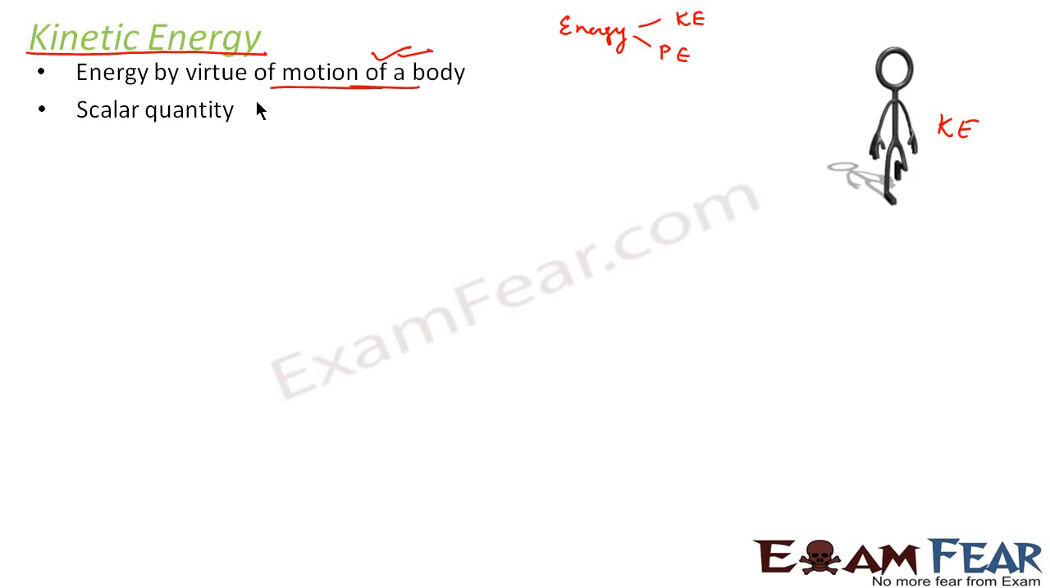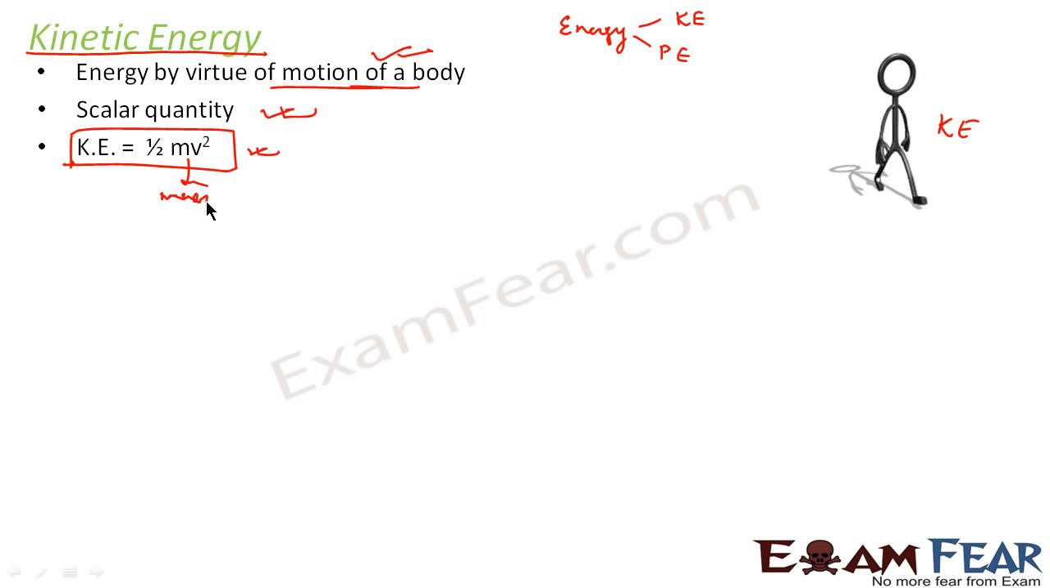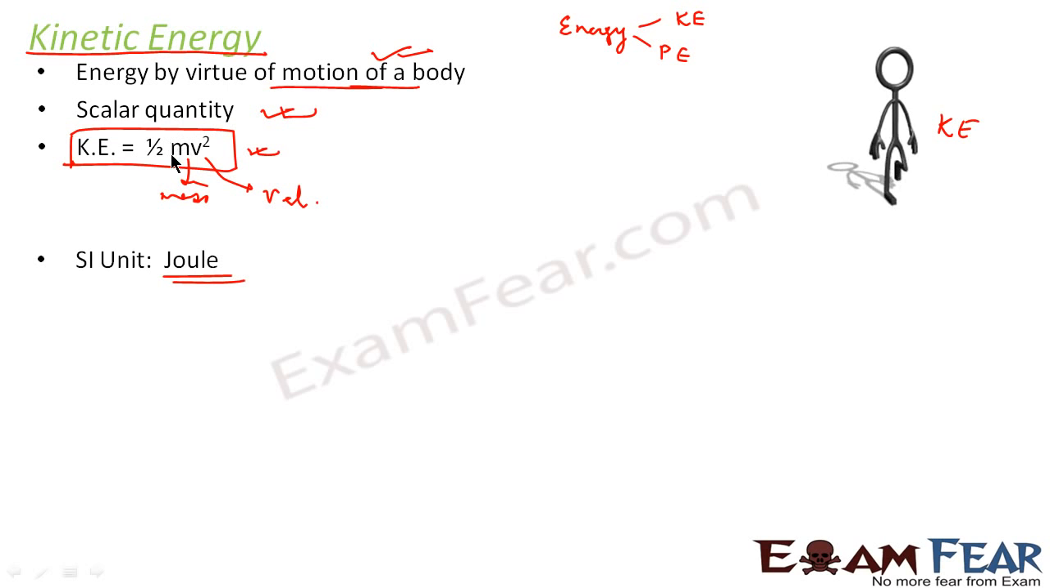So it is also a scalar quantity. It is given by half mv square. Don't worry, we'll derive this formula in the next slide, where m is the mass of the body and v is the velocity of the body with which it is moving. SI unit of kinetic energy is the same as work, that is, it is joule. So this is all about the basics of kinetic energy. The energy by virtue of motion, scalar quantity, given by half mv square, where m is the mass and v is the velocity, and SI unit is joule.